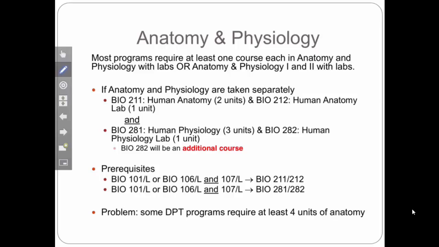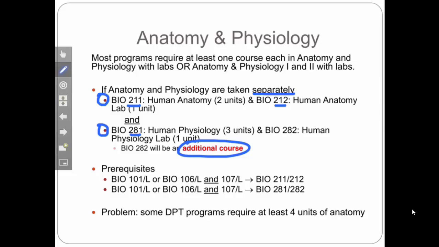Most DPT programs require at least one course each in Anatomy and Physiology with lab, or both Anatomy and Physiology 1 and 2 with labs. If Anatomy and Physiology are taken separately, you should take Bio 211 and its lab 212 and Bio 281 and its lab 282. Please note, for a degree in kinesiology, you need to take Bio 211, 212, and 281. However, 282 is not required, and therefore it will be an additional course.